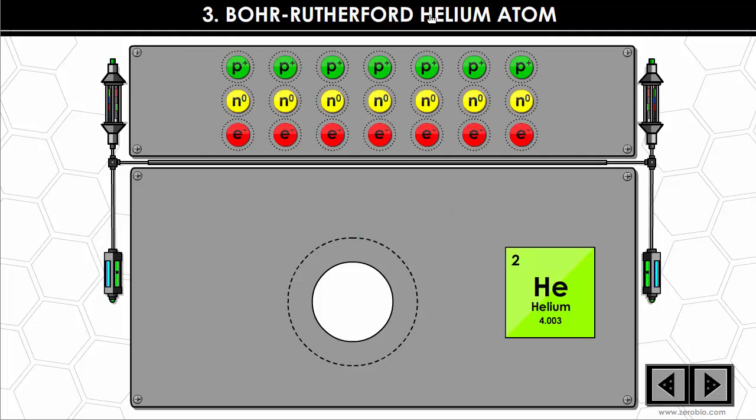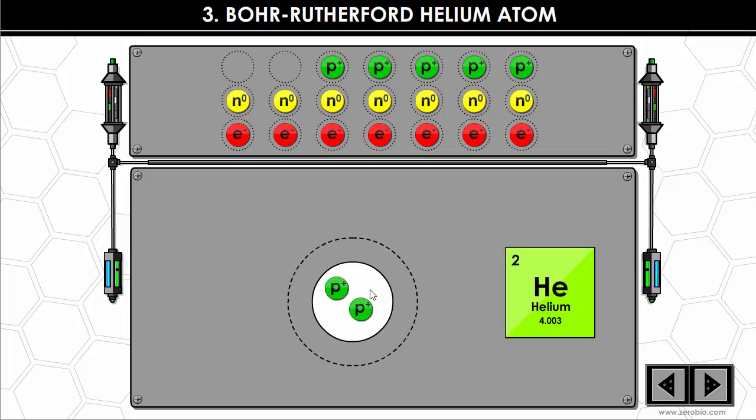Okay, Bohr Rutherford diagram for a helium atom. Here is the information that we need. So we see the atomic number is 2. So remember, this means there are 2 protons. So I'm going to take 1 proton and a second proton, put it in the nucleus.